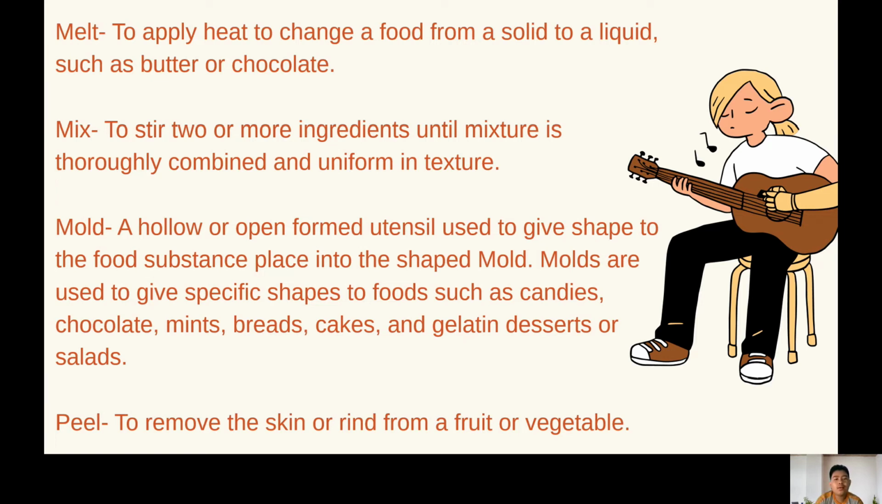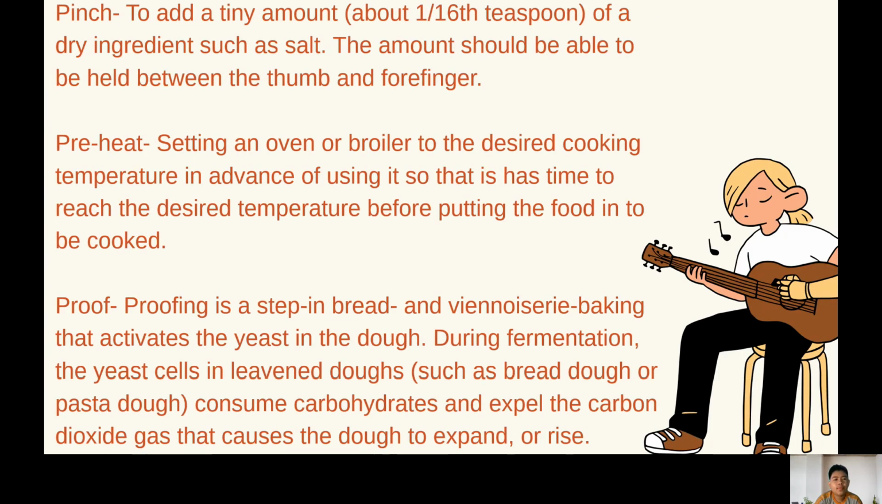Mold. A hollow or open formed utensil used to give shape to the food substance placed into the mold. Molds are used to give specific shapes to food such as candies, chocolate, mints, bread, cakes, and gelatin desserts or salads. Peel. To remove the skin or rind from a fruit or vegetable.